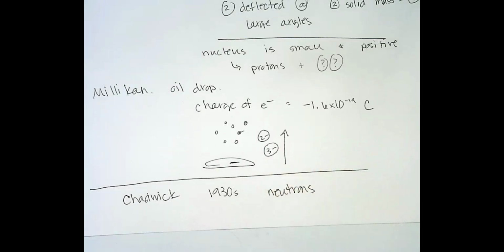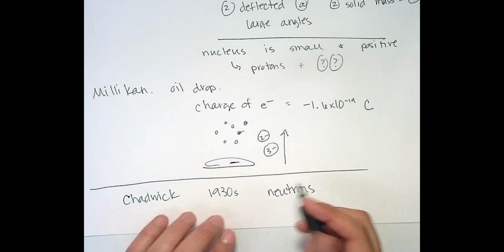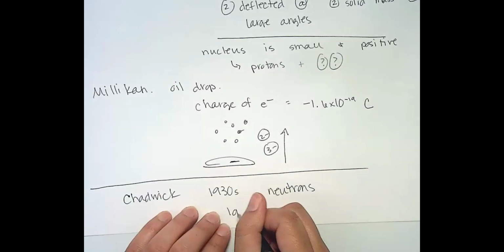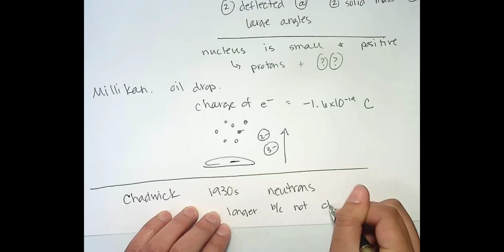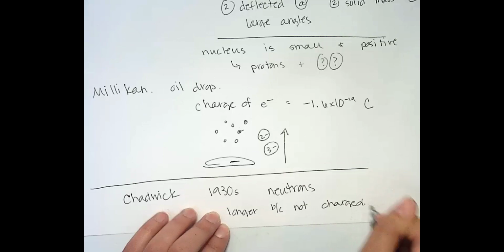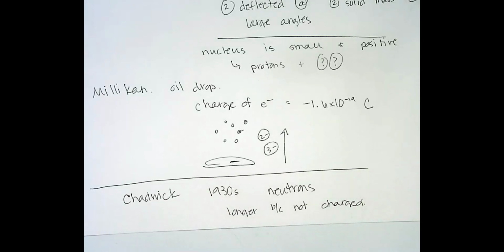The reason it took so much longer is because neutrons are not charged. So we couldn't play these little games of, oh, does it go to the positive or the negative plate? It didn't do anything. It didn't interact with charges. So this one took longer because these particles are not charged. They wouldn't interact with charged plates.